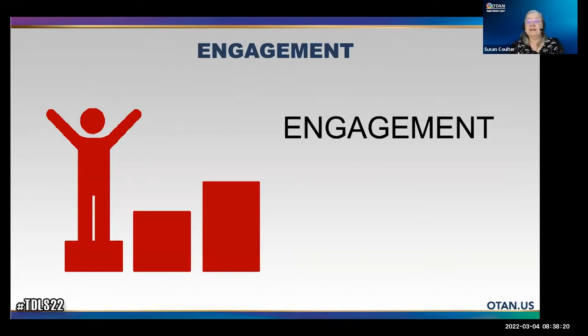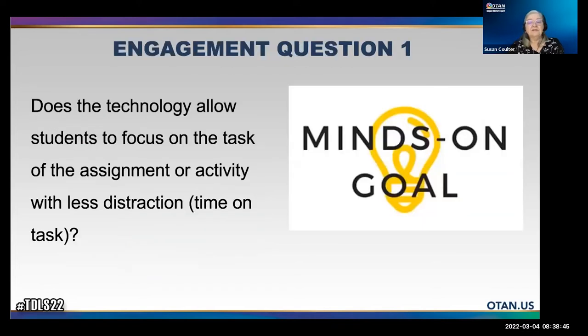First, we want to look at engagement. I love technology, and I'm always excited to try a new technology tool. But as Susan mentioned and Liz Kolb stresses, learning goals need to come first and technology second. As we're preparing our lessons, we need to ask ourselves a few questions. Next. Number one, does the technology allow students to focus on the task of the assignment or activity with less distraction? One of the key elements about engagement is the fact that students are active in the learning process. The technology allows them to focus on the task. Next.